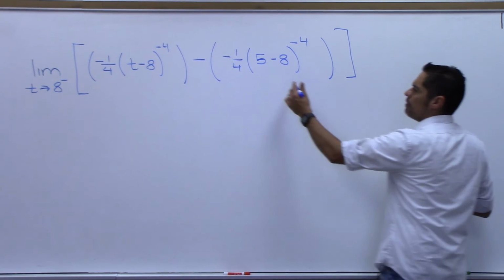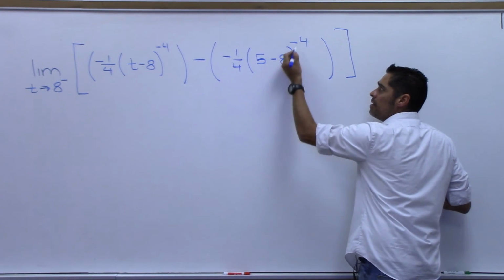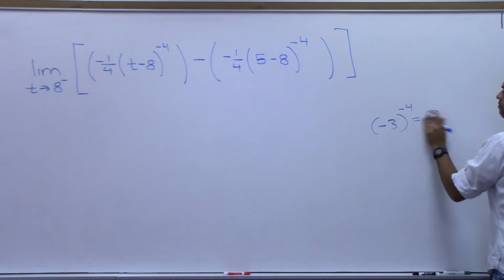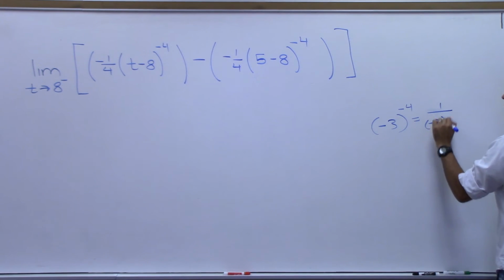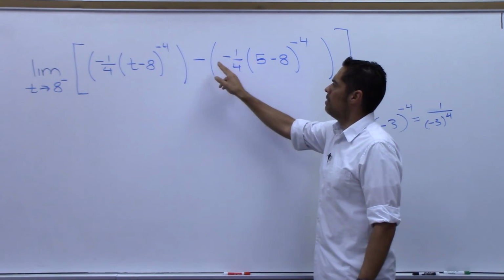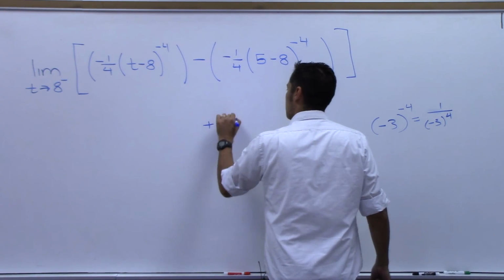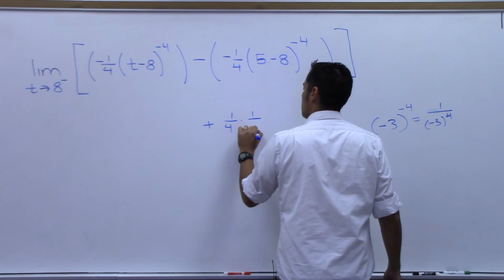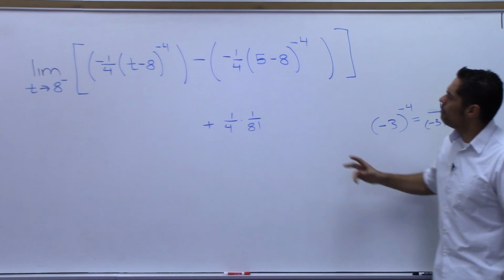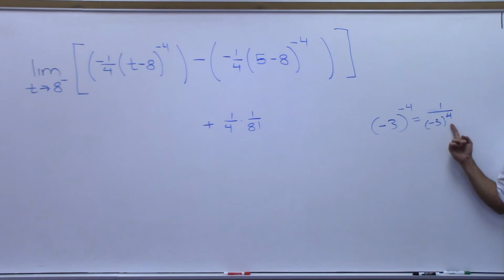Let's do this one first. This is really negative 3 to the negative 4, right? That's the same as 1 over negative 3 to the 4th, which is 1 over 81. Then times negative 1/4, and then minus, so this will really be plus 1/4 times 1/81. Do y'all agree? Negative 3 times negative 3 is 9, times negative 3 is negative 27, but there are 4 of them, so it's positive 81. And whatever that is, who cares, right?